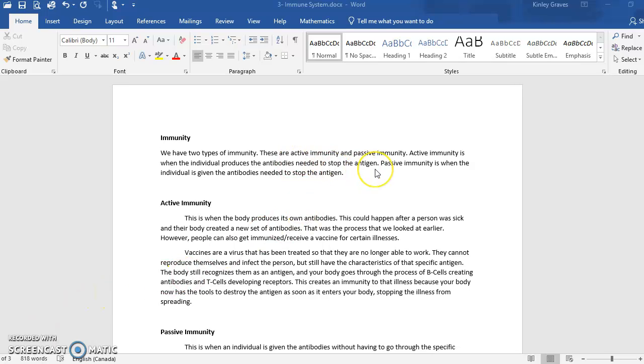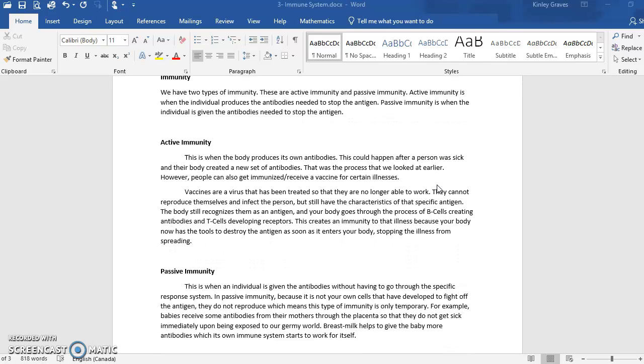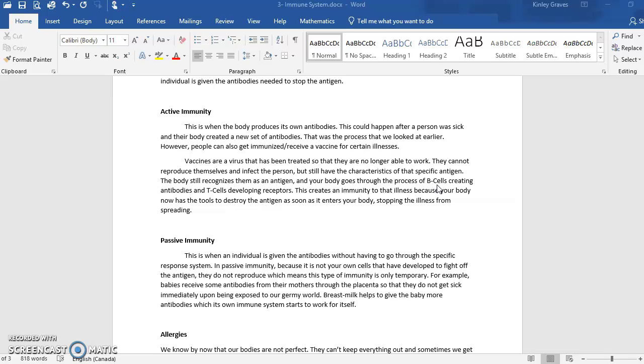So immunity. We have two types of immunity. These are active immunity and passive. Active immunity is when the individual produces antibodies needed to stop an antigen, and passive immunity is when the individual is given the antibodies. So we'll look at active immunity a little bit more in depth. So again, this is when the body produces its own antibodies.